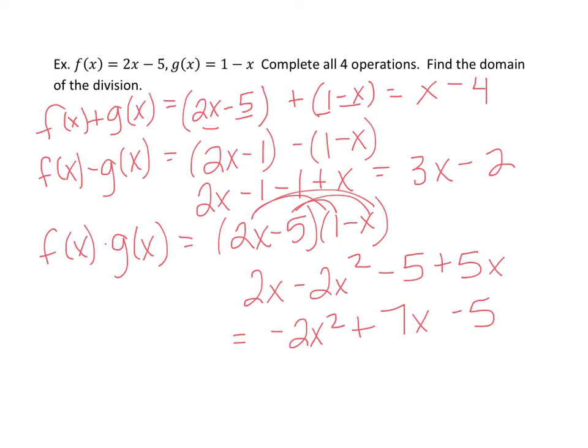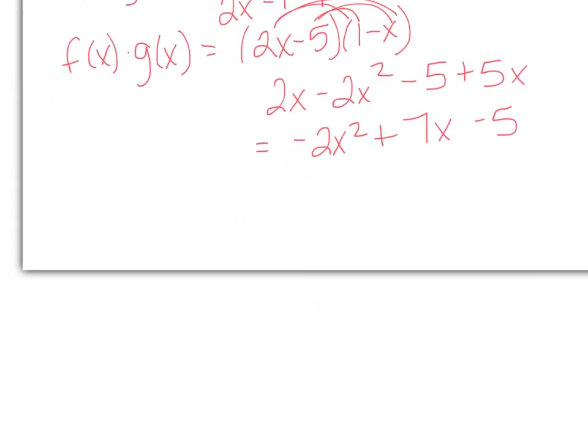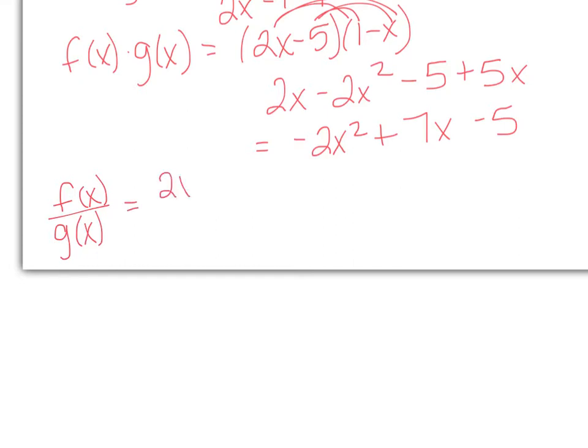And my division. My division is going to look like f of x divided by g of x, which equals 2x minus 5 over 1 minus x. You're not going to go any further than that. We haven't gone into how to divide that.